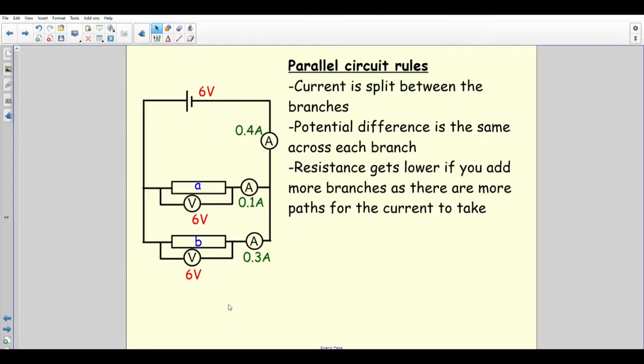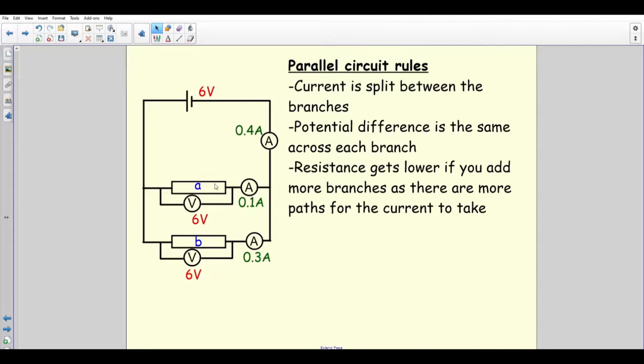So if you have a set of Christmas lights, then by adding things in parallel, you are making things brighter essentially, because every bulb gets 6 volts. Every bulb gets 6 volts, which allows you to get much brighter lights.